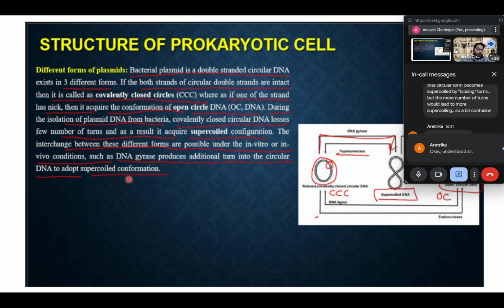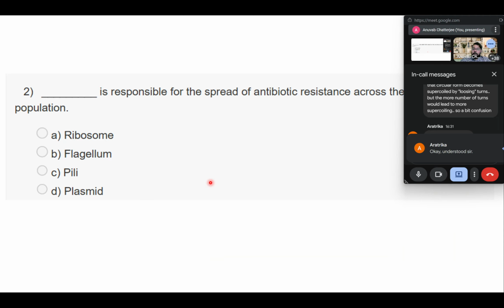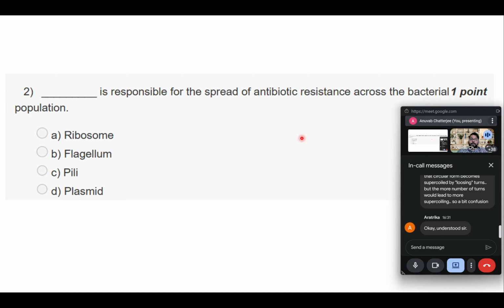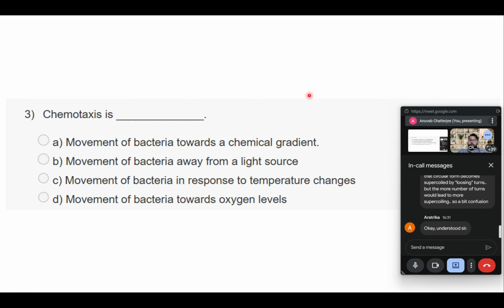Circular form becomes supercoiled. Okay, perfect. So blank is responsible for the spread of antibiotic resistance across bacterial population. The answer is obviously plasmid. Perfect. Moving on, chemotaxis is A.